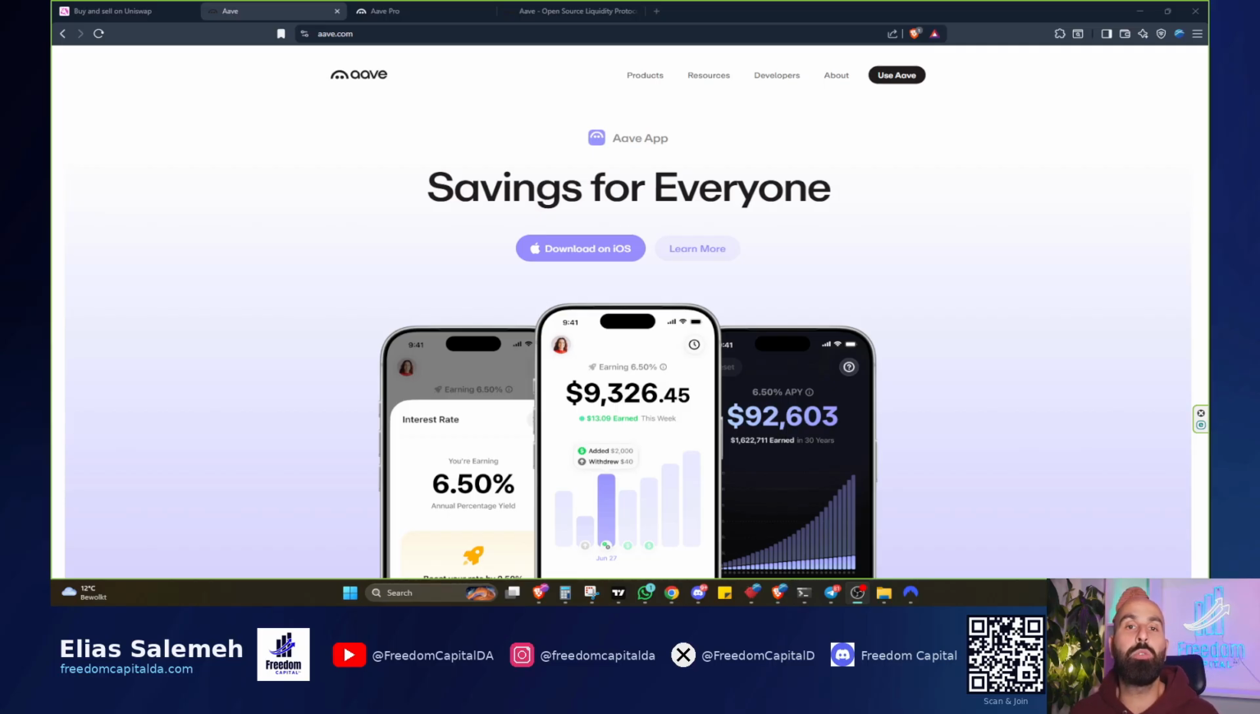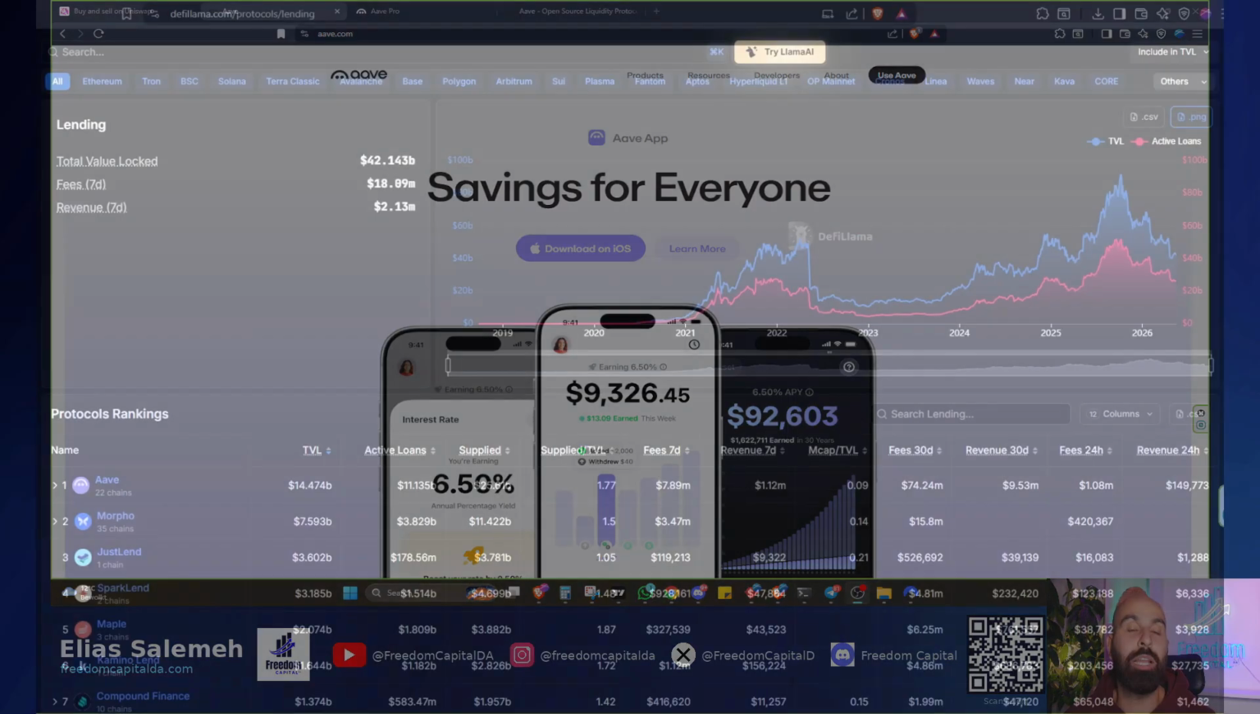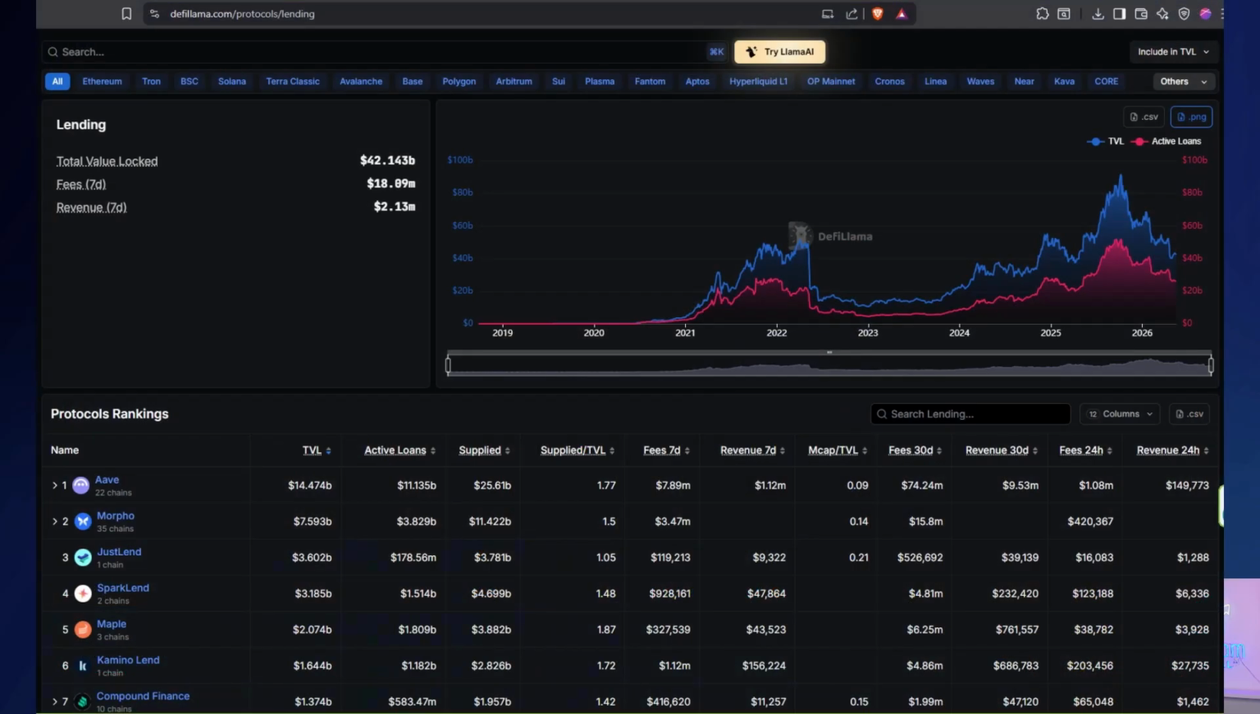So let's go through this example step by step. For the sake of this example, we're going to be using Aave, but keep in mind that there are multiple different lending and borrowing platforms available out there. Solana also has many different platforms, as do BNB, Binance, and Sui. Mainly, most of the major layer one networks already have protocols that allow you to lend and borrow.